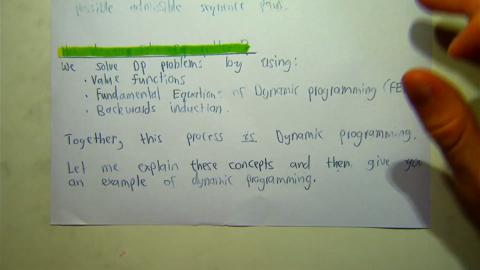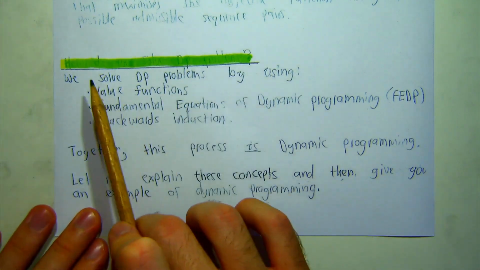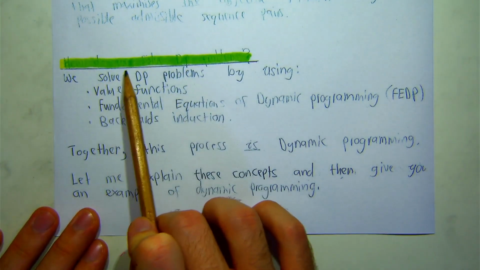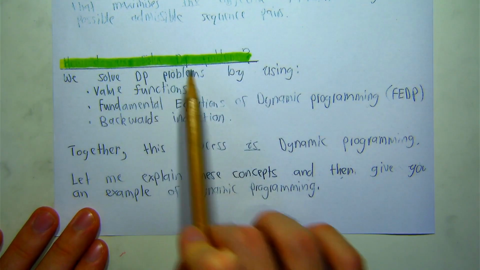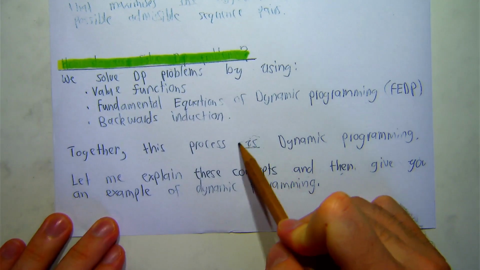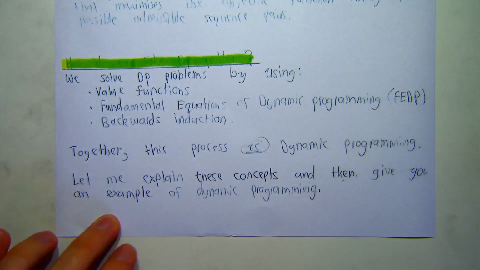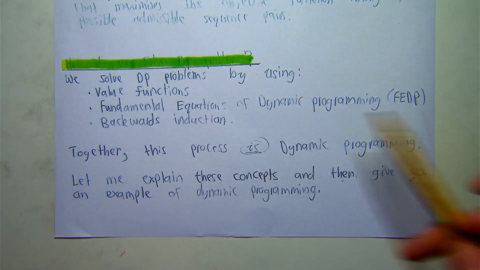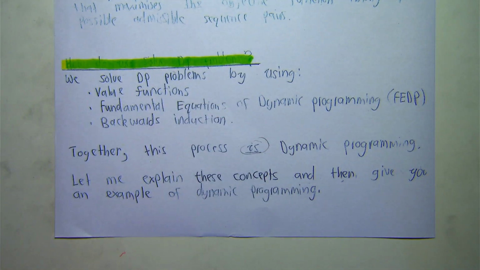Okay, so we solve dynamic programming. Excuse the green mess. It says, how do we solve dynamic programming problems? We solve dynamic programming problems by using value functions, the fundamental equations of dynamic programming, and backwards induction. And together, this process is dynamic programming. That's what it is. It's that algorithmic technique. And so I'll go through what these are and then apply them with an example.